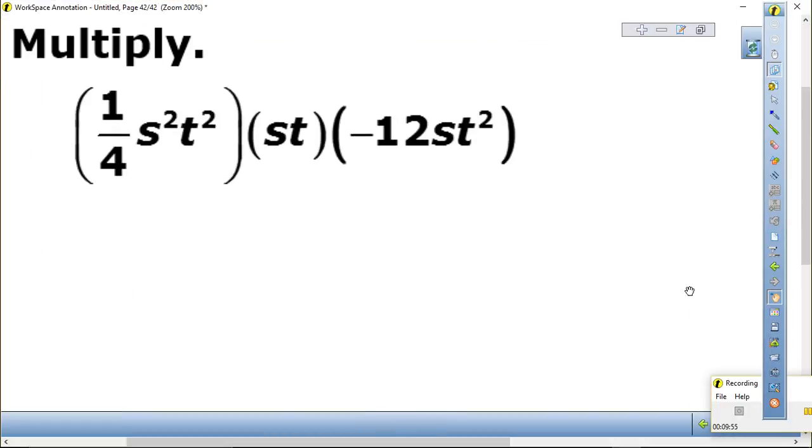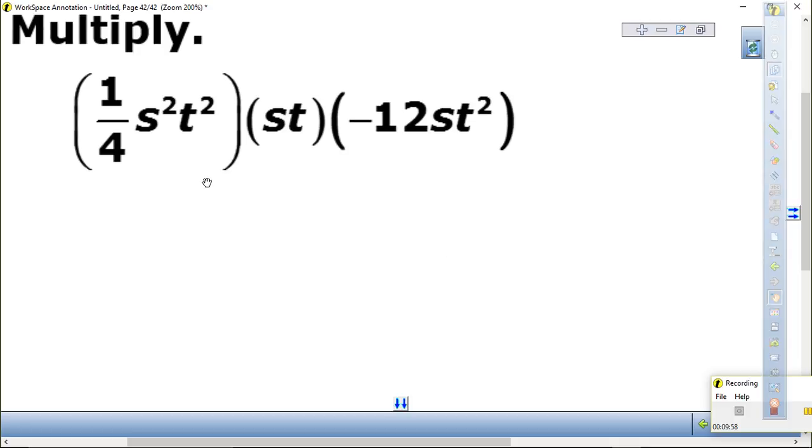Example 1C: open parentheses, 1/4 s squared t squared, close parentheses, open parentheses, st, close parentheses, open parentheses, negative 12 st squared, close parentheses.